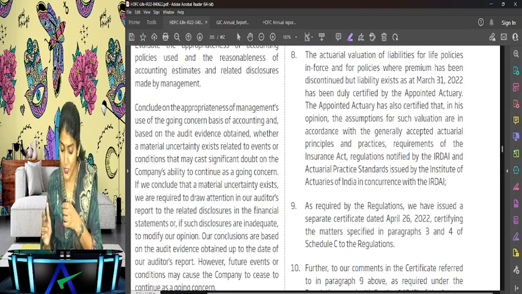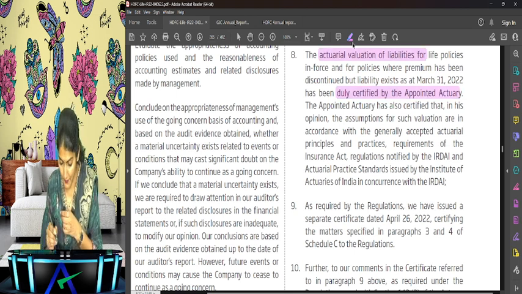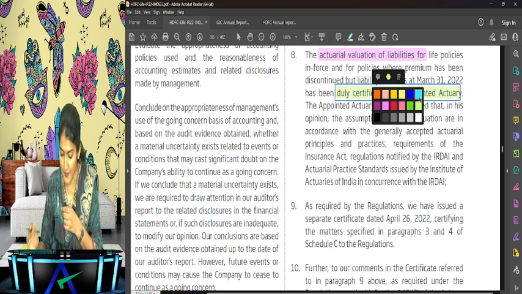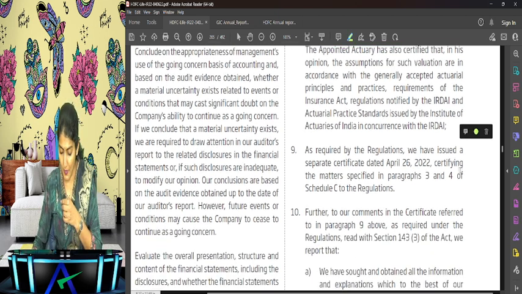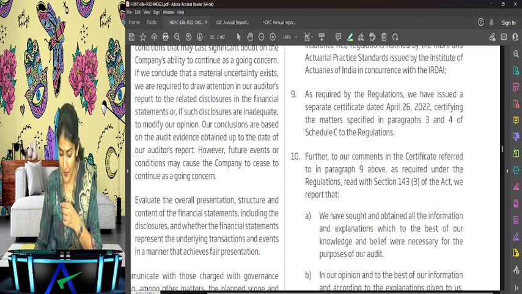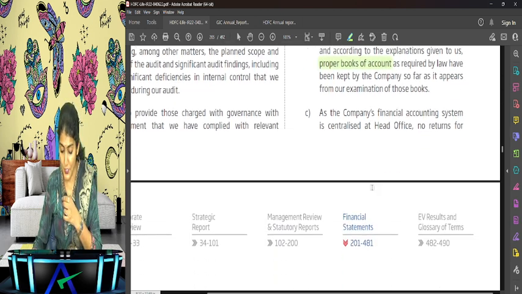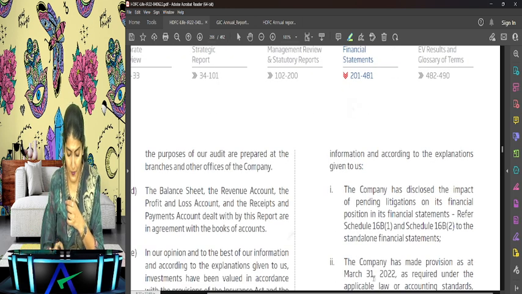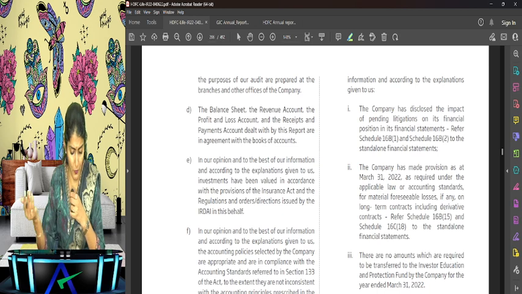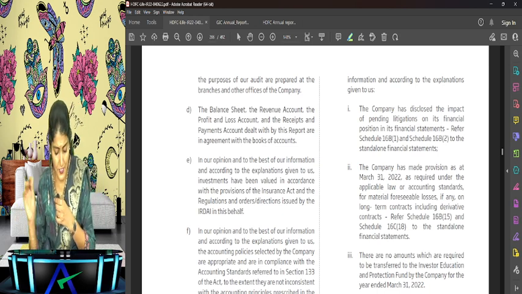The actuarial valuation of liabilities have been duly certified by the appointed actuary. So auditor, what you have to certify? That the actuarial valuation of liabilities have been certified by the duly appointed actuary. Then we have issued a separate certificate for some additional points. Then we have sought and obtained all the information and explanation. Then proper books of account. Then what does it say? The company's financial accounting is centralized at HO and no returns are required to be received from the branch offices, no accounts for the purpose of our audit from the branch and other offices.